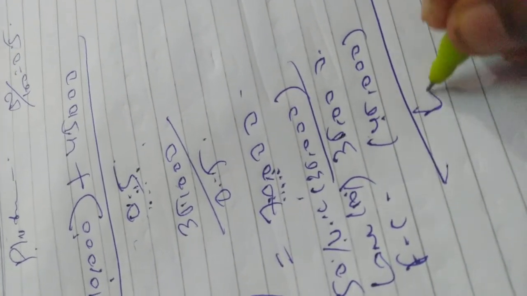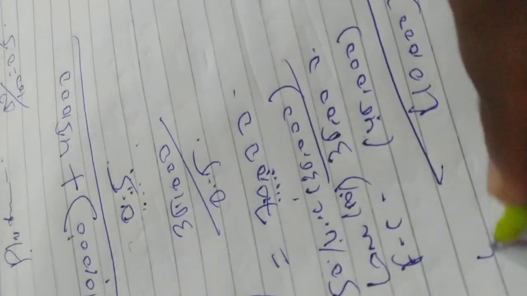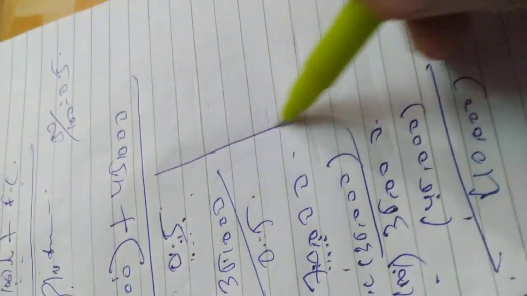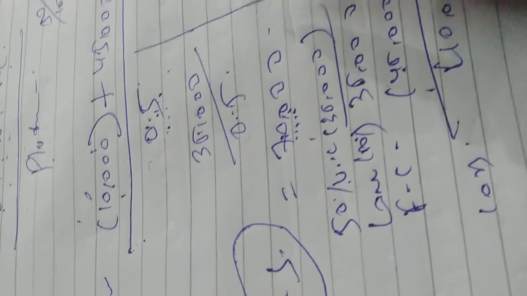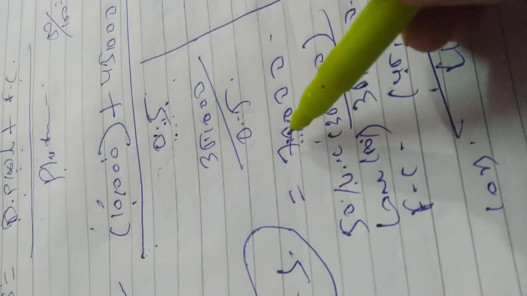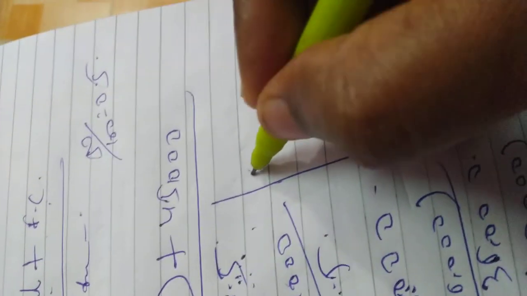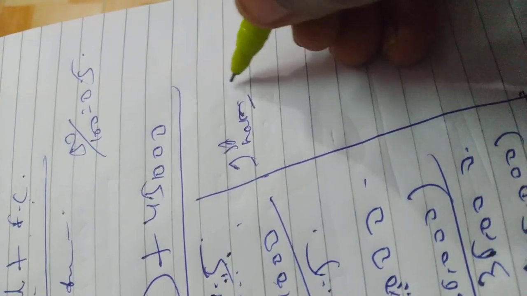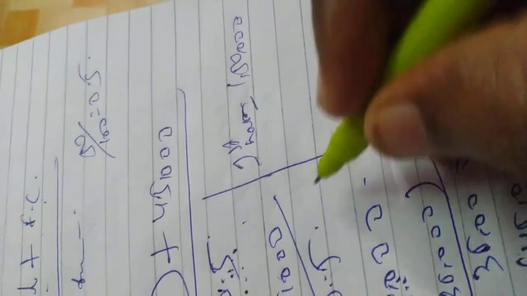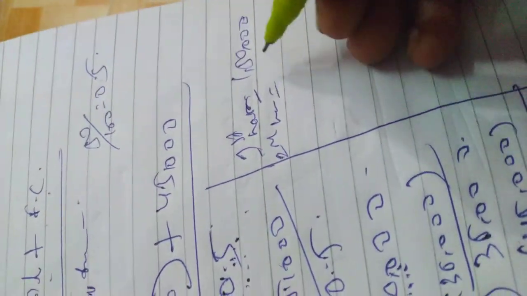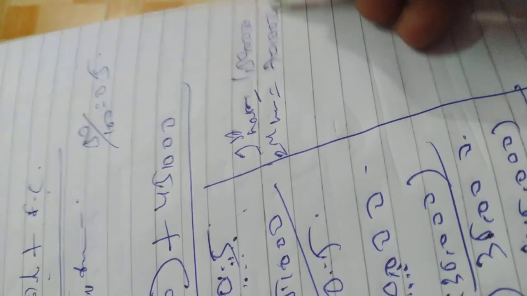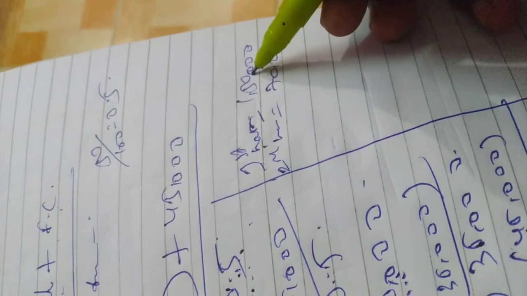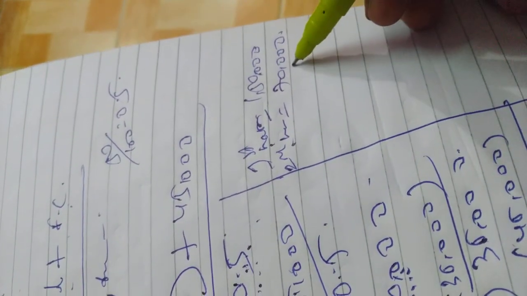Contribution minus fixed cost, loss how much? 10,000. That is what worked out here. Now the next thing is, I know my sales amount. First half sales 1,50,000. Second half sales 70,000. Correct? First half sales 1,50,000, second half sales 70,000.